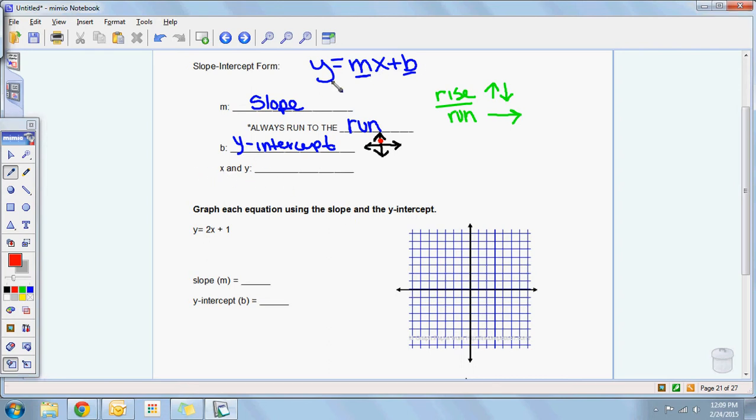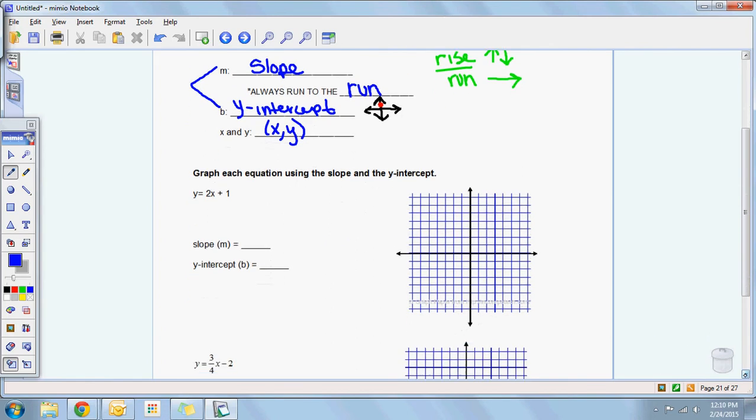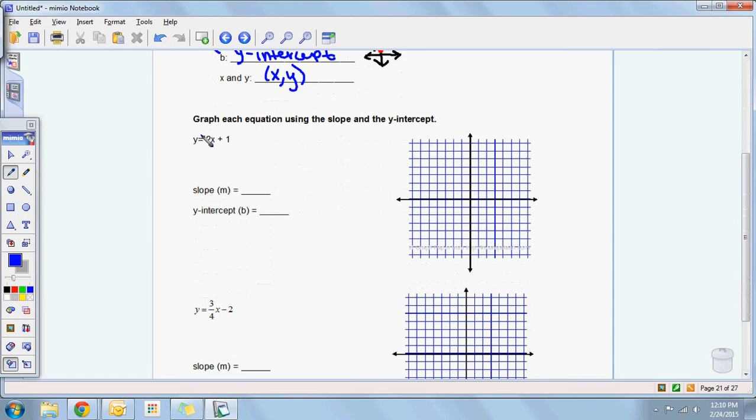And then x and y are going to be standing for points on your line, so your ordered pair. However, you're not going to have to do anything with this. x and y are going to stay in your equation. You're not necessarily going to know what those are when you're graphing those. So these are the most important things to think about when you're graphing in slope-intercept form. Okay, here we go. I just love slope-intercept form.